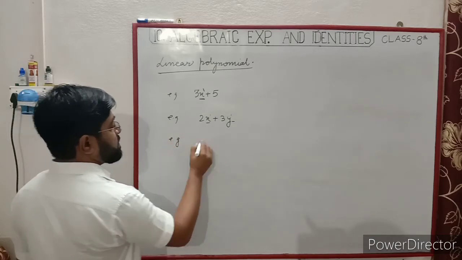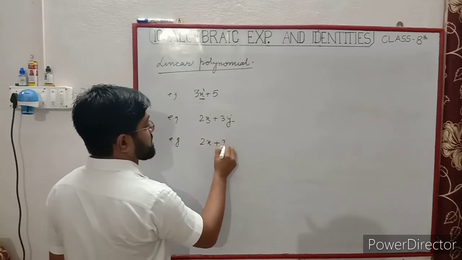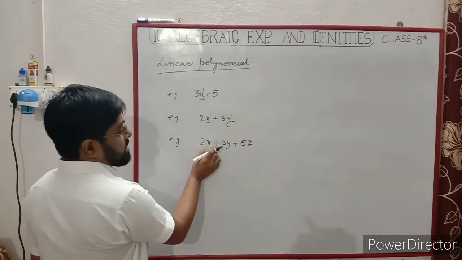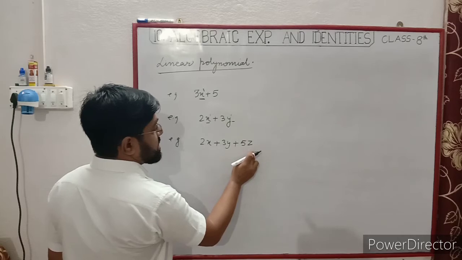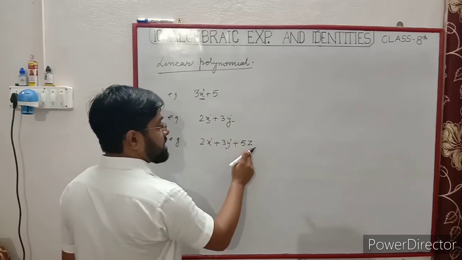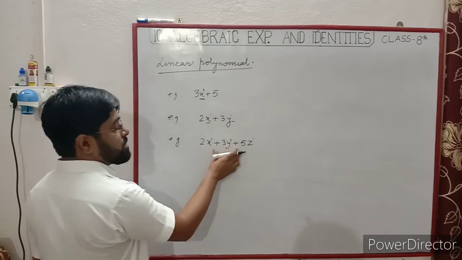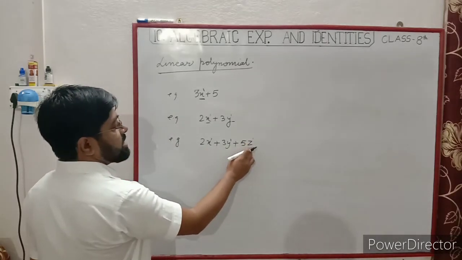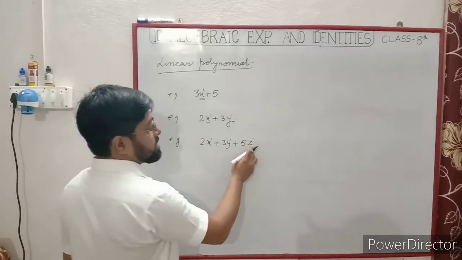Now one more example. 2x plus 3y plus 5z. Here there are 3 literals x, y, z, and x to the power 1, y to the power 1 and z to the power 1. So their degree is 1. So 2x plus 3y plus 5z is a linear polynomial in three variables.